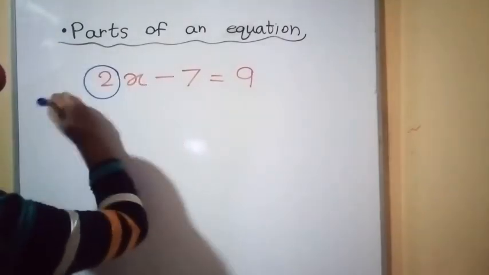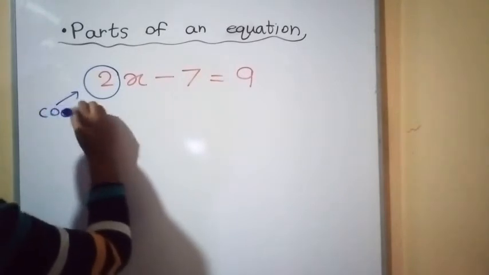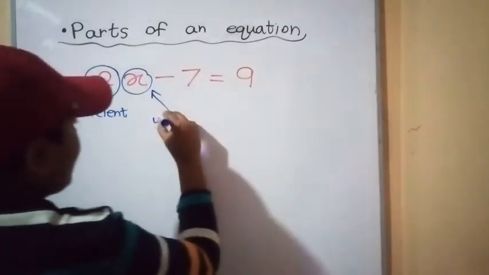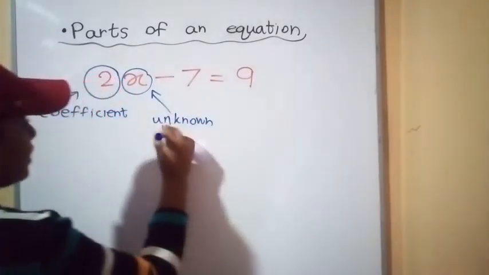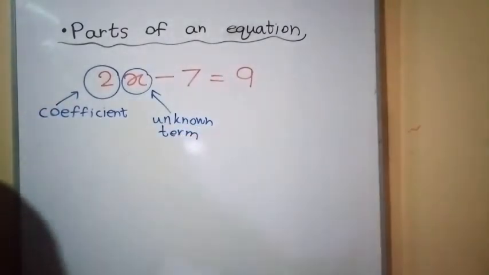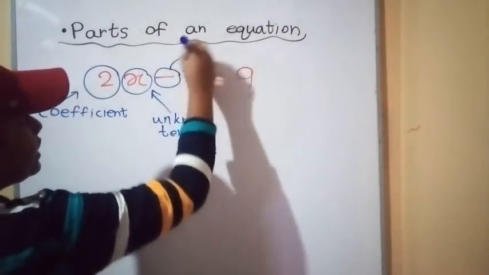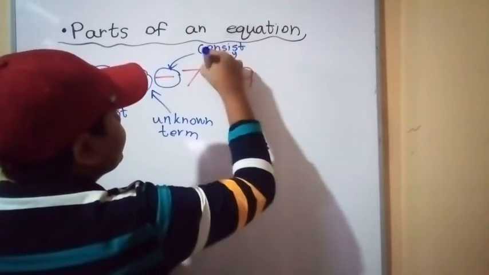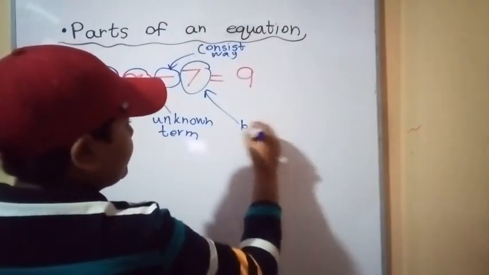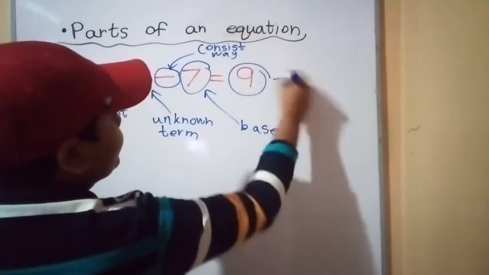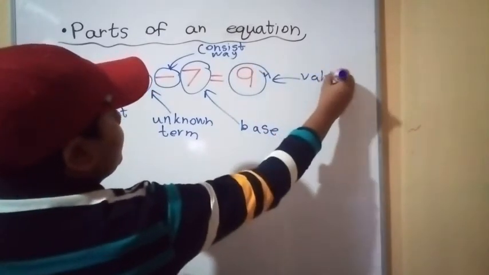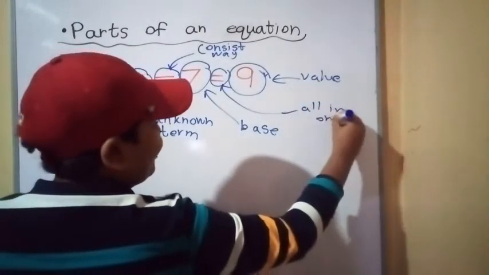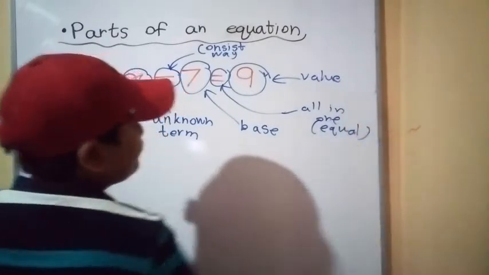Correspondingly, this means coefficient. This means unknown term. This means, right, the consistent way. This means what? Base. Right? Base. Now this means value. Now this symbol is called what? All in one. All in one means the equal symbol.